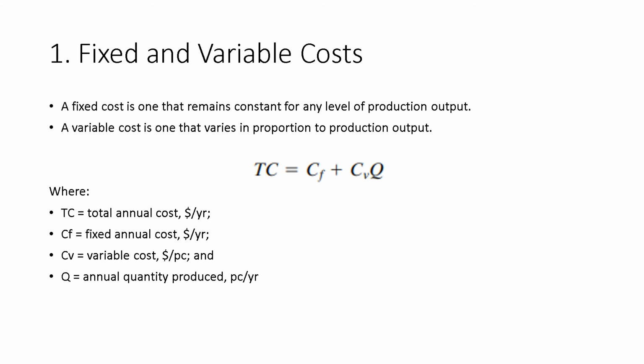To calculate total annual cost, we need fixed and variable cost. A fixed cost is one that remains constant for any level of production output. A variable cost is one that varies in proportion to production output.